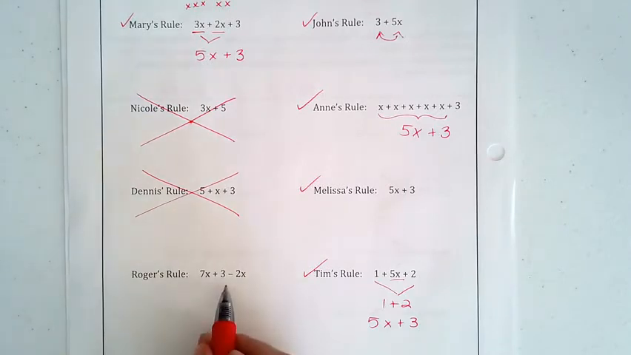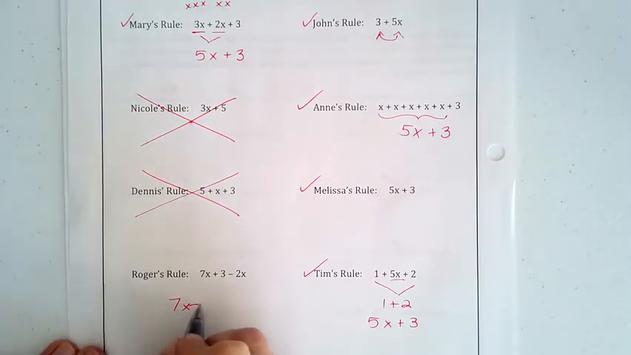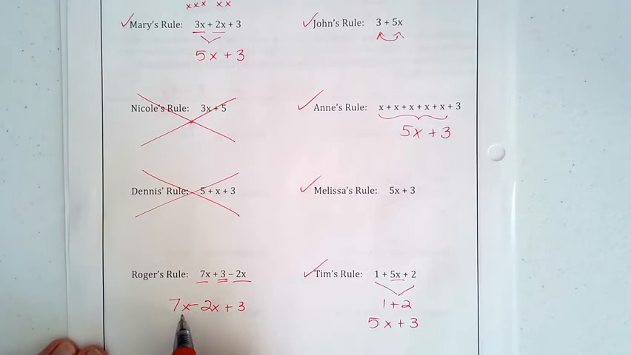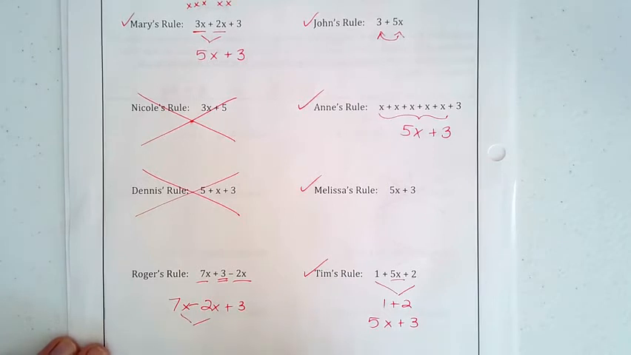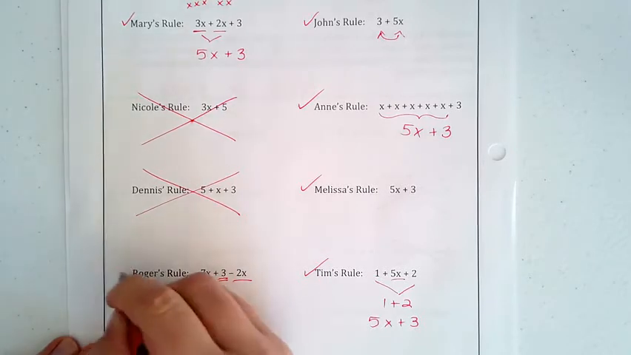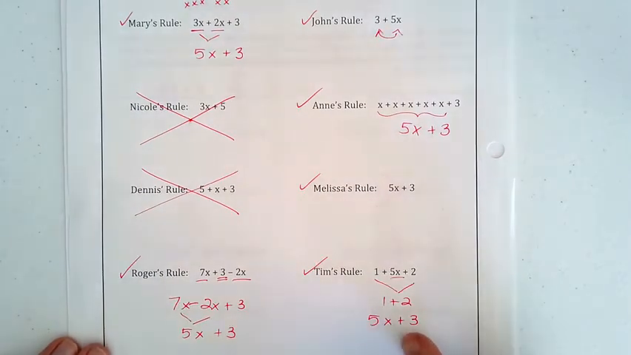Now, what about Roger? Roger looks a little bit different. So if I group up the things that are like terms, the things that have x's, and then I think of the thing that doesn't have an x, well, how can I combine those? Well, my x's can be combined because they are exact copies. Those are what we call like terms. So 7x minus 2x. The x's don't go away. Replace x with apples. If I have 7 apples minus 2 apples, I still have apples, but I only have 5 of them. And so Roger's rule works. So what we're trying to get at is like terms, okay?